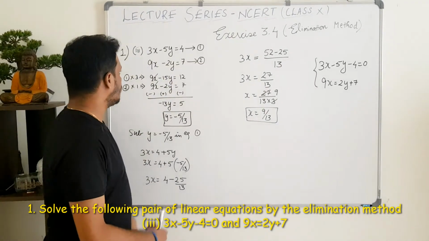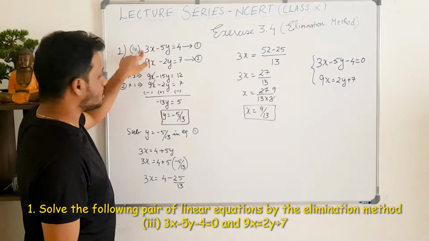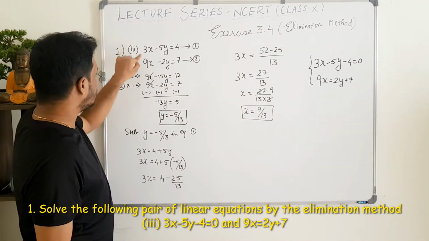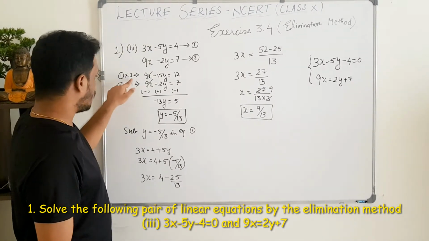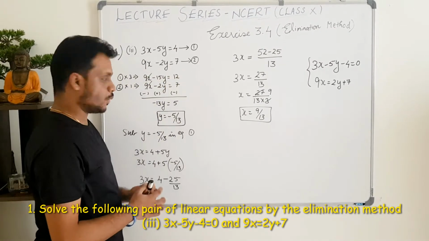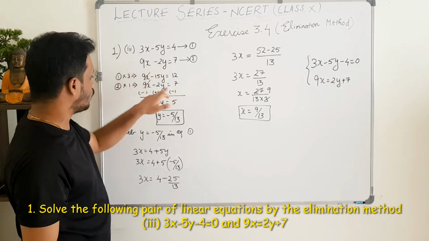So in this equation again, if I see, I have a 3 and I have a 9. So if I multiply the first equation with another 3, I will get a positive 9x here. Then I can subtract these two so that 9x and 9x will cancel. So I am taking the first equation and multiplying it with 3. So I get 9x minus 15y is equal to 12. And the second equation I am writing it as it is. So it is 9x minus 2y equal to 7.